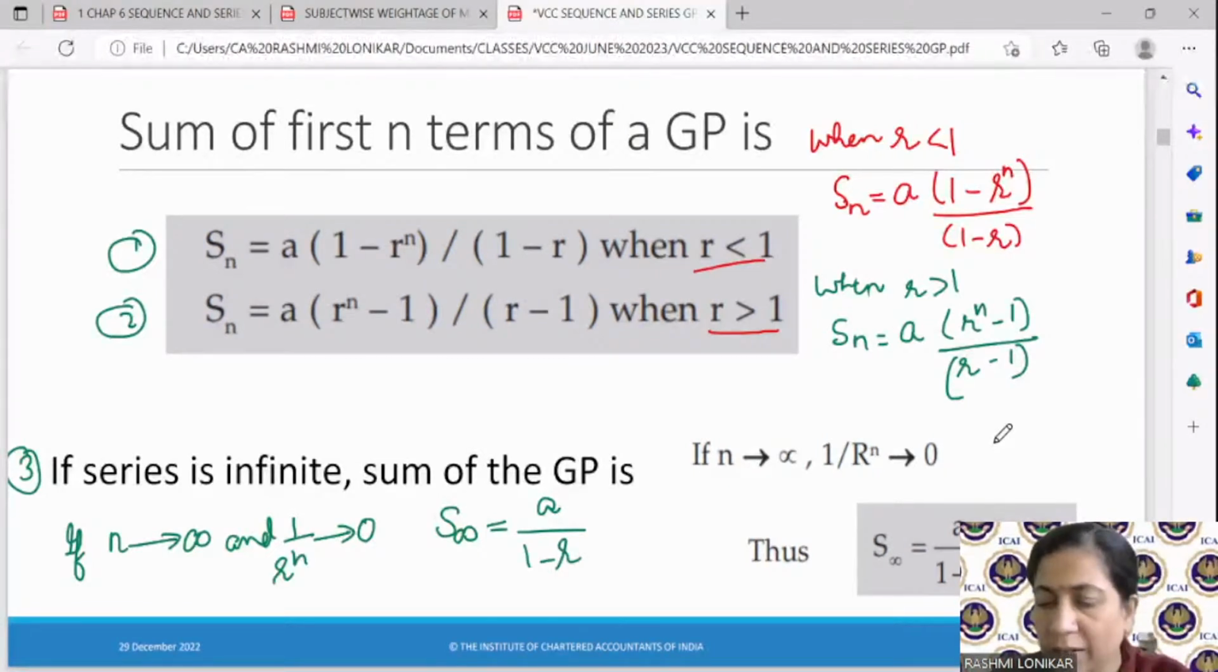Yes, Ritu, when r is less than 1, it is 1 minus r raised to n, with 1 minus r in the denominator. Okay, right. So, this is important. When r is less than 1, what is the formula of Sn? When r is greater than 1, what is the formula of Sn? And if the series goes to infinity, what will be the value of the summation? That is simply a upon 1 minus r.